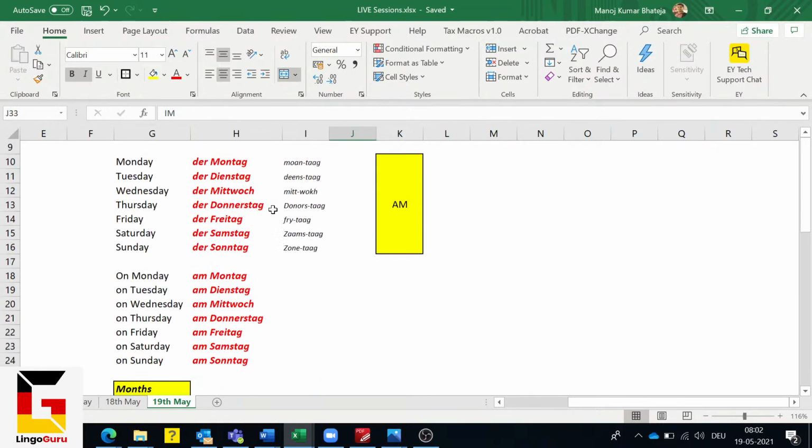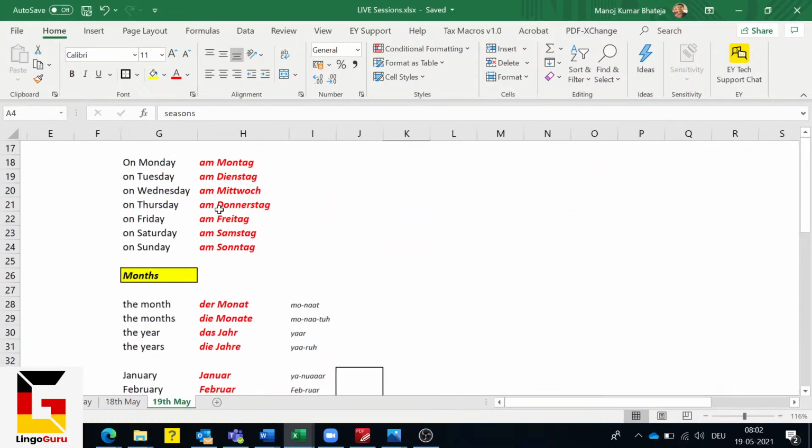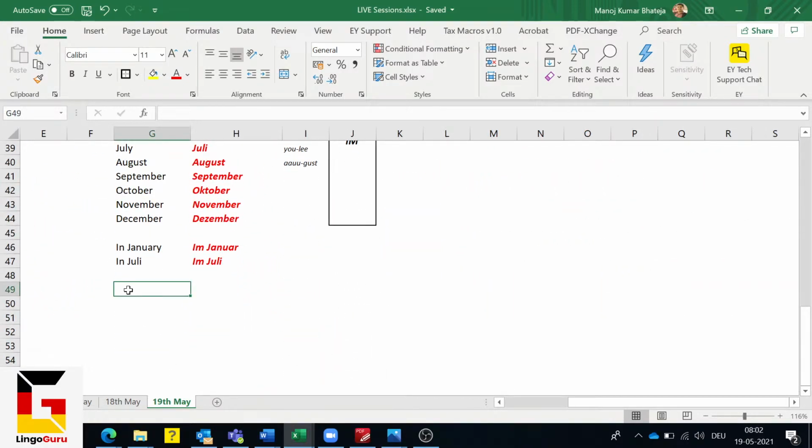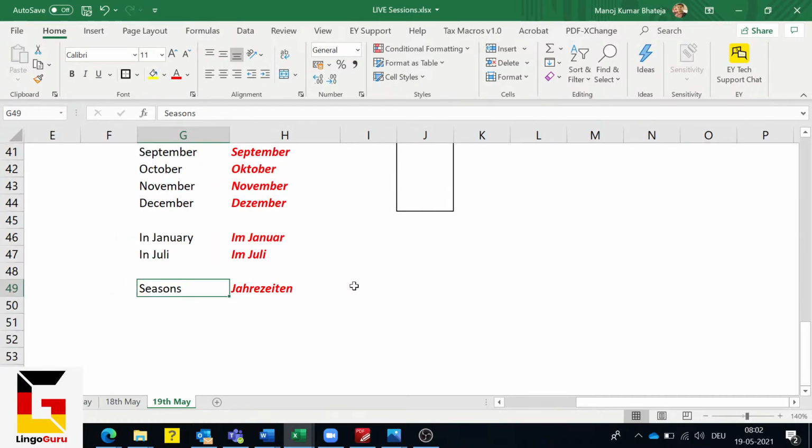Okay, weekdays, months. The next and the last thing we have is the seasons. So how do we express seasons? We have four seasons, and we call it Jahreszeiten. How do you pronounce it? Jahreszeiten. We say the seasons.